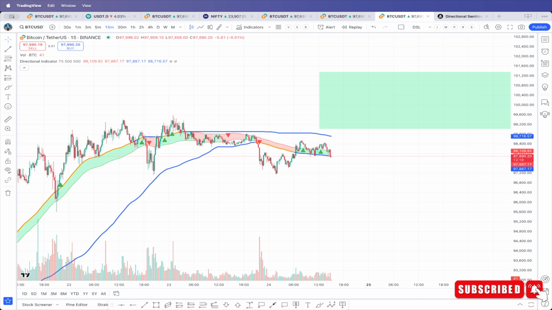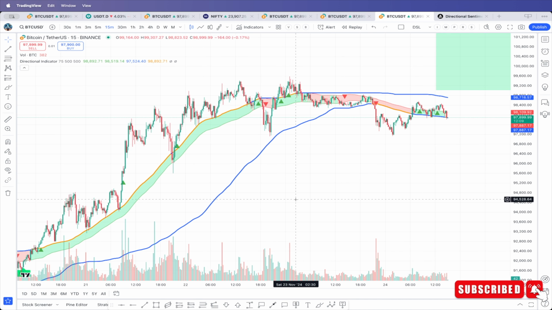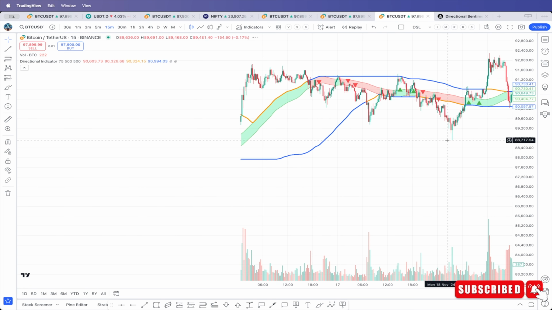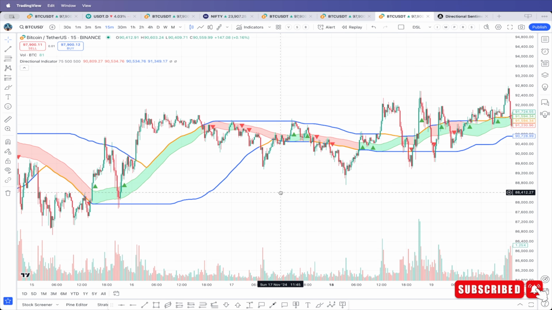So in that way it provides a clear color-based visual representation of market conditions, and it is clearly visible, right? This is the purpose of this indicator.